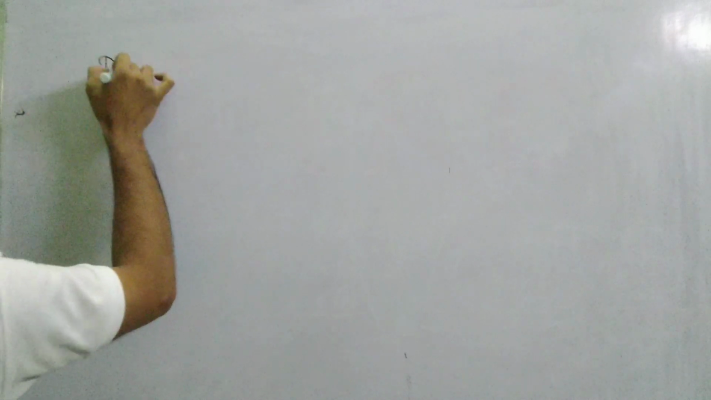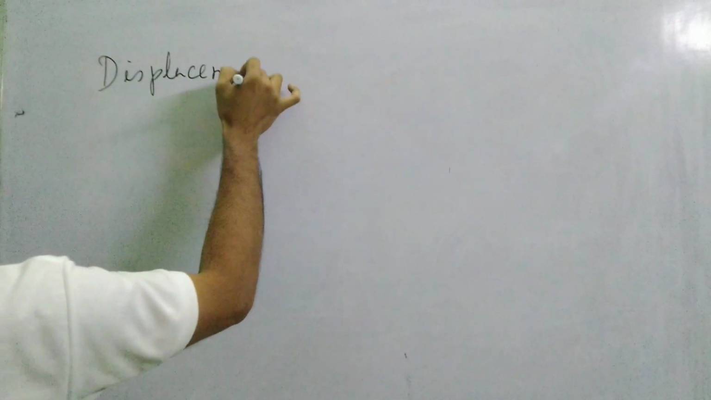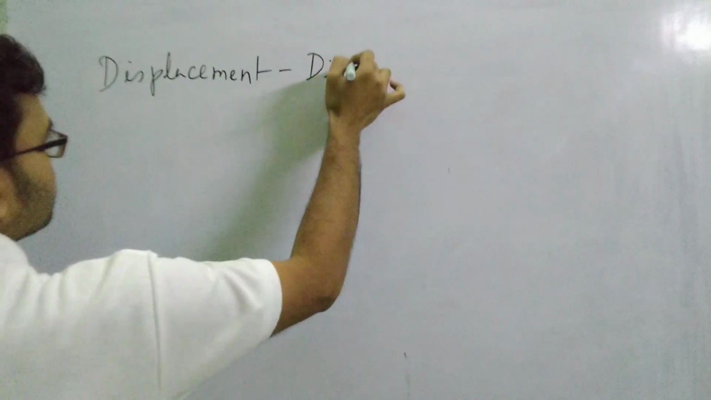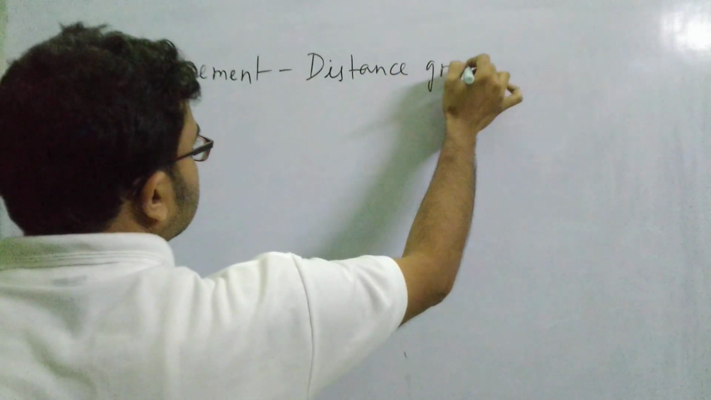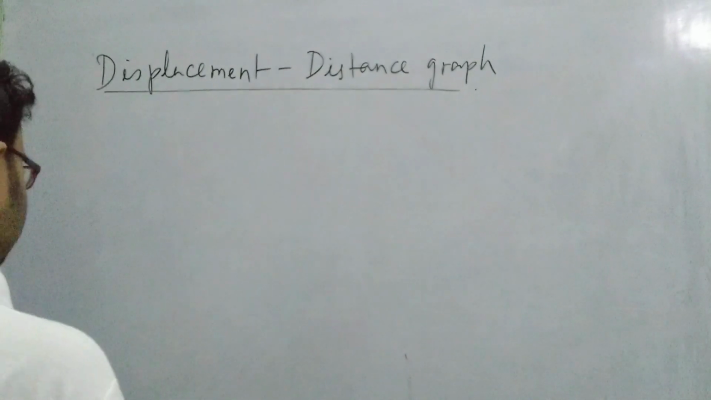Okay, so make the heading: displacement distance graph. Okay, displacement distance graph. Fine. So what is a displacement distance graph?